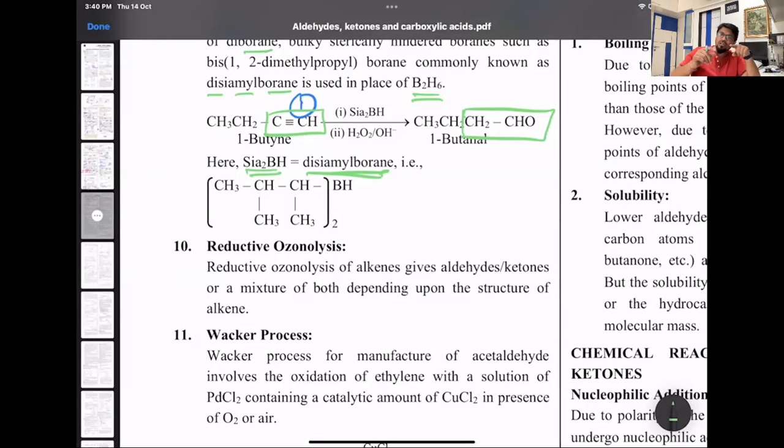You'll be putting one oxygen in between the double bond and two across the double bond, and then join them, form an ozonide, and then cut that ozonide. Is this clear? So if it forms an ozonide, break it up, you get a mixture of two aldehydes, two ketones, or a mixture of aldehyde and ketone.